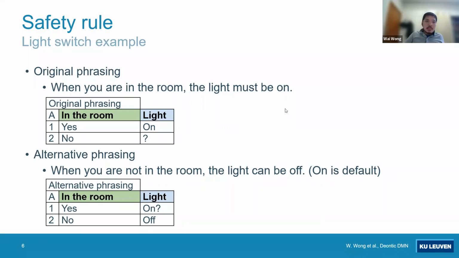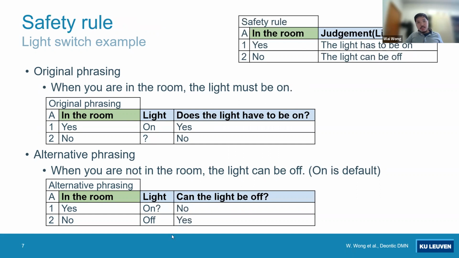So what's actually happening here? The two lights here are telling a different story. The first one here is asking: does the light have to be on? In the room, the first phrasing, of course, you are saying yes, the light must be on, and if you're not in the room, no, it's not on. But the second phrasing is asking a slightly different question: can the light be off? If you're not in the room, of course, the light can be off, but it's just saying it can be off. But if you are in the room, the light cannot be off because of the safety issue.